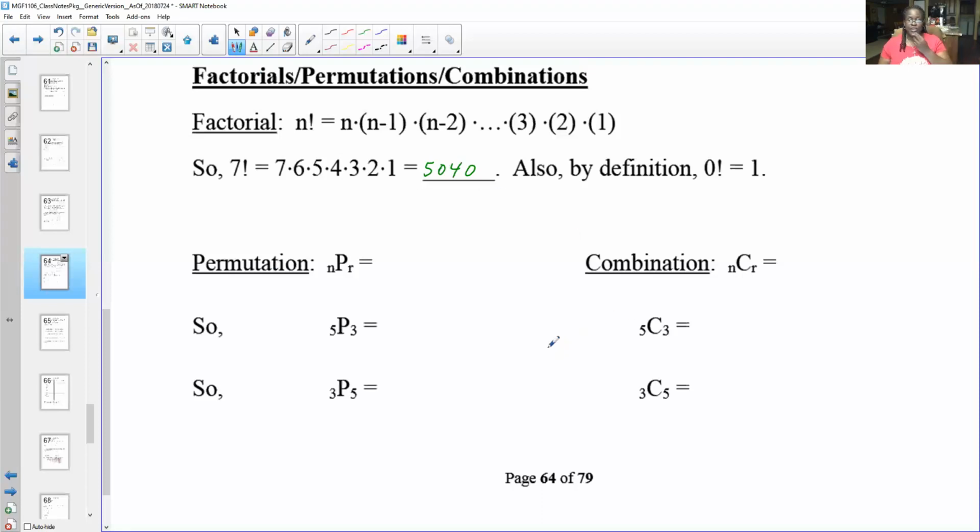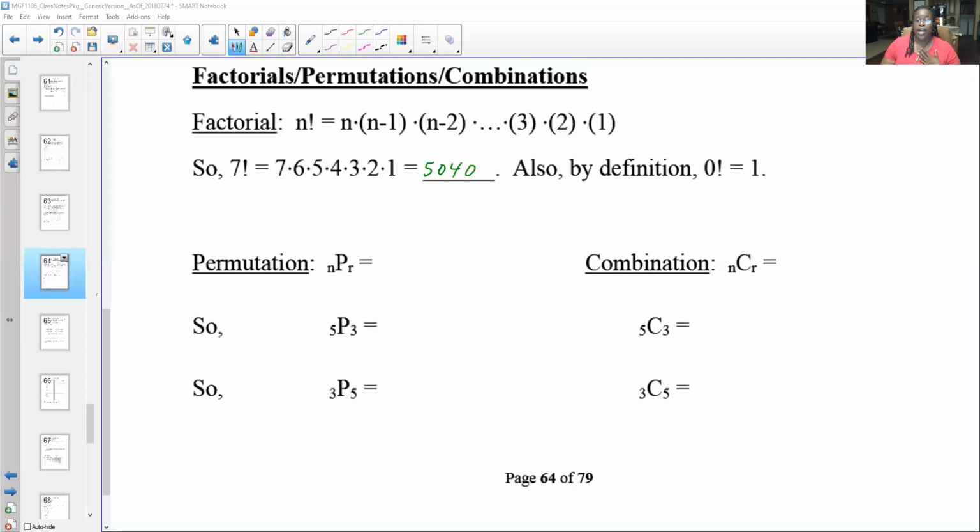Right? So 5,040. So factorial helps us cut out the middleman of doing everything by hand. We could just go right in there, use our factorial button, and it will calculate it for us. Also, by definition, we have to note that 0 factorial equals 1. Now we know from our multiplication tables that 0 times anything is 0, but not with factorial. So 0 factorial equals 1.